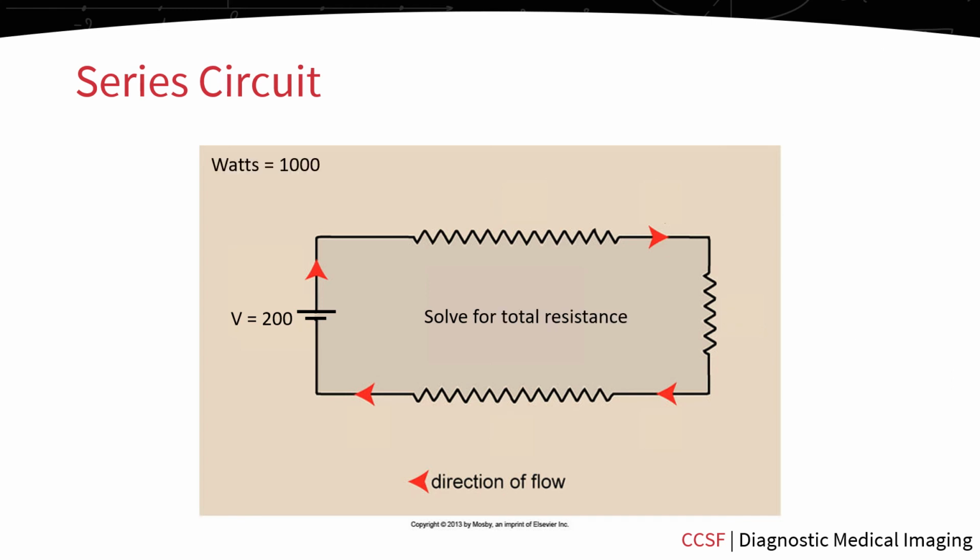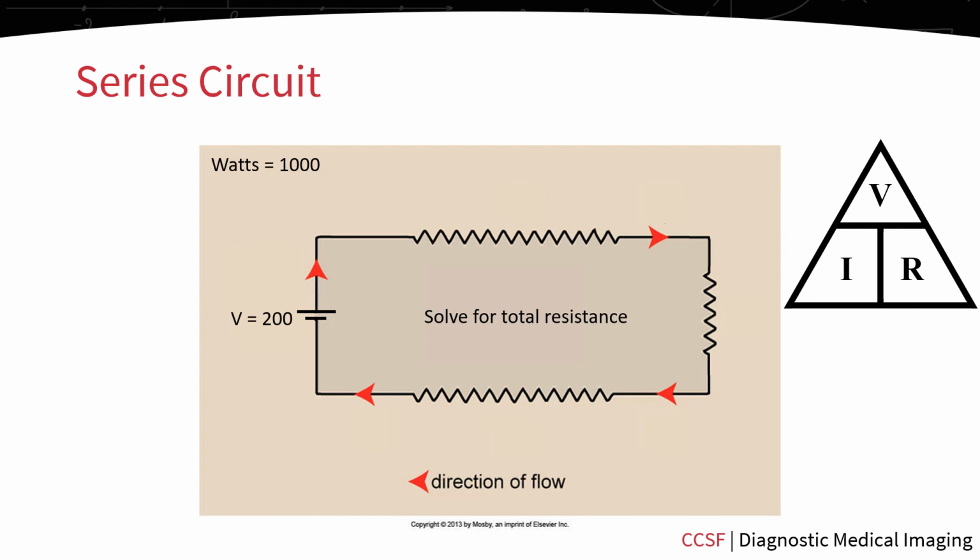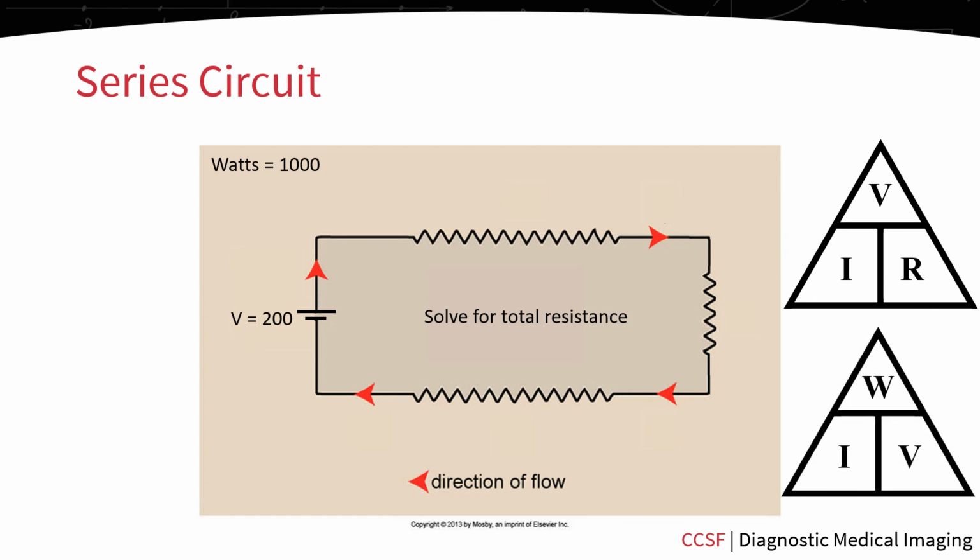Now let's try something a little bit more challenging. This time we're going to solve for total resistance. But as you can see, we're only given two values, total volts and total watts. So how do we proceed? Well, the first thing we want to do is include both the Ohm's law triangle and the watts triangle. Then let's start filling in our values. So for the volts, we can put in 200, and for the watts, we can put in 1000.